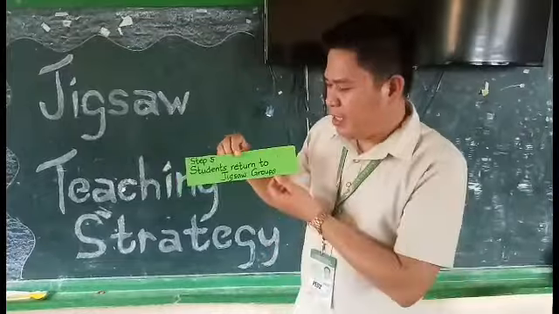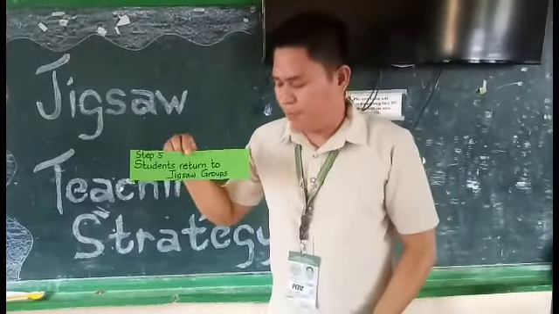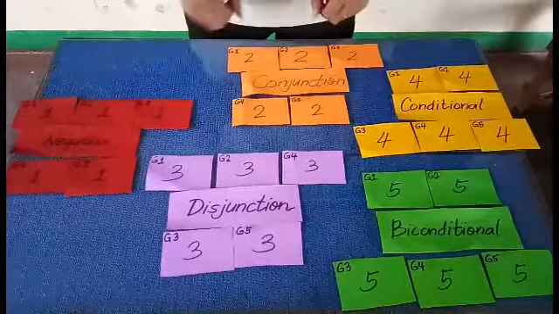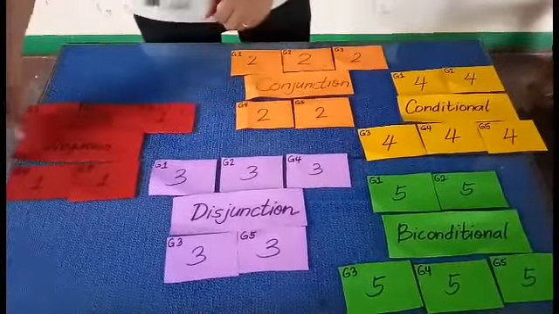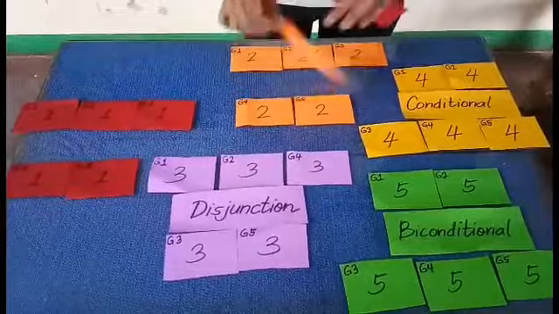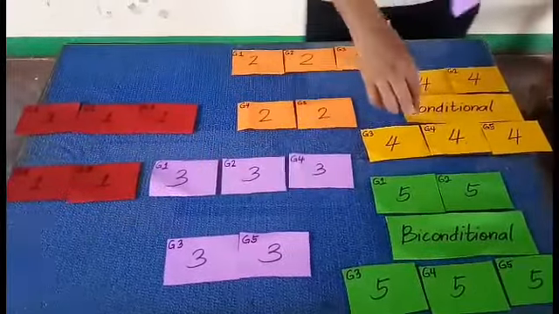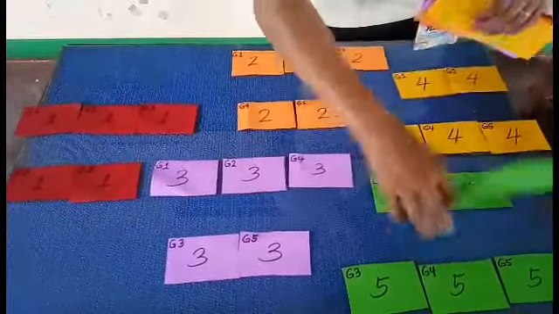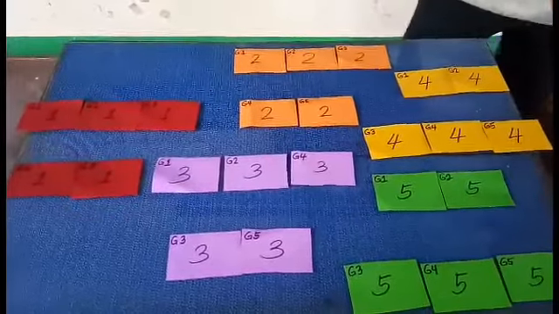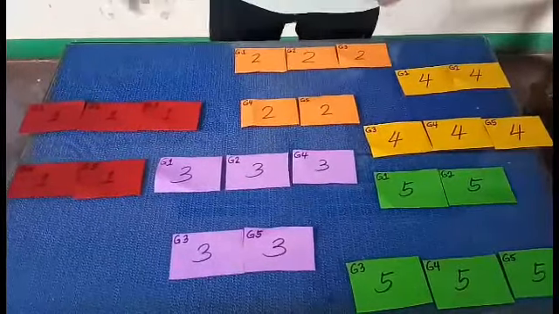Step number 5, students return to Jigsaw group. After the expert groups discuss the different contents, about the negation, the conjunction, the disjunction, the conditional, and biconditional, they are going to return to the jigsaw groups, their original group.